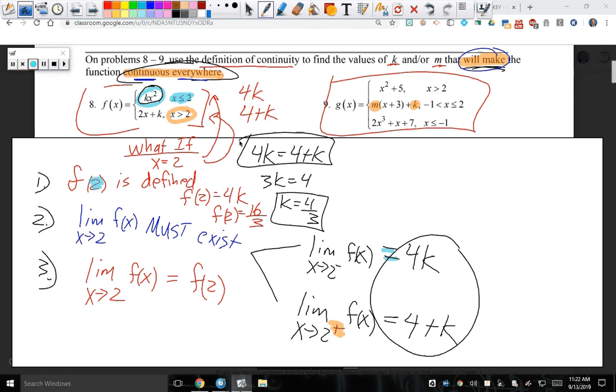I prefer you not to. I prefer you to do it like this with the variables, but I won't count off points. Make sure that you show the work that I'm wanting to see: both one-sided limits, and that you're setting them equal to each other at one point in time, because that tells me you know it has to be equal for the limit to exist.